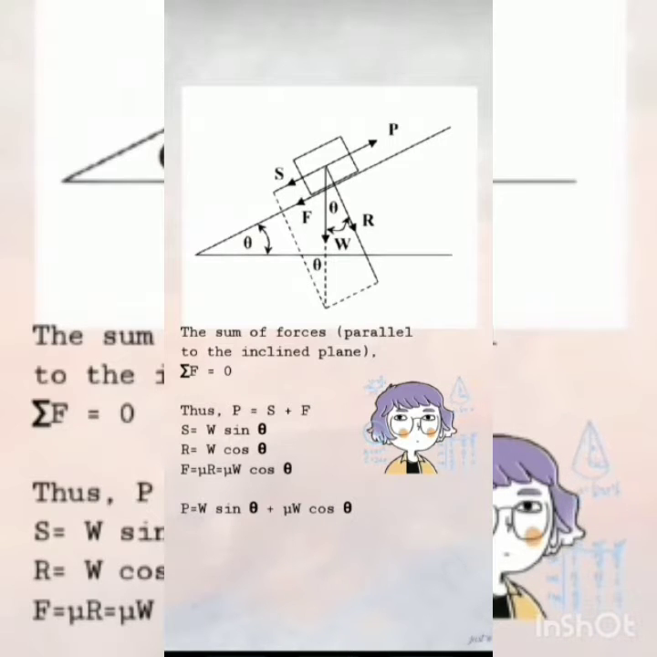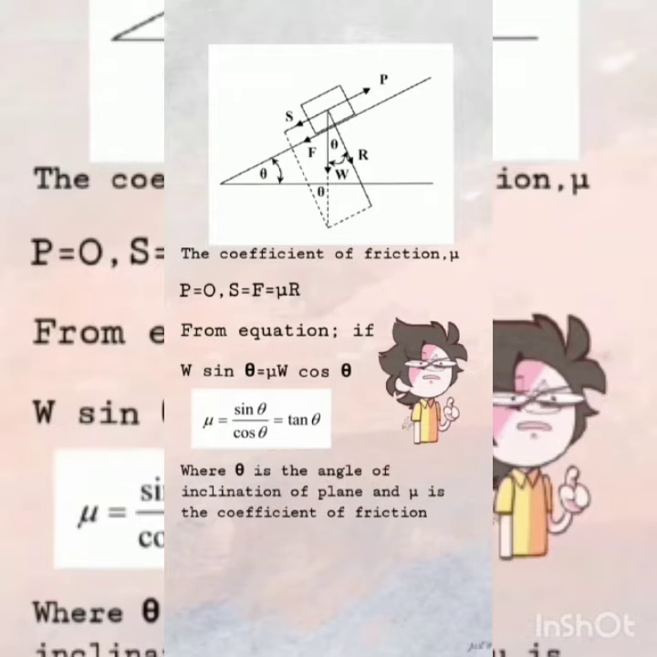S is the force acting down the plane due to the weight, while R is the force pressing the surfaces together causing friction, and F is the friction force. Next, the coefficient of friction can be obtained if W sin theta is equal to mu W cos theta. Hence, mu is equal to sin theta over cos theta, which is equal to tan theta. Theta is the angle of inclination of the plane, and mu is the coefficient of friction.